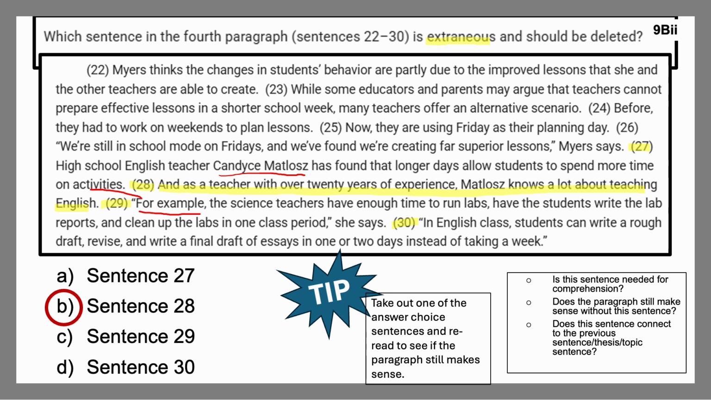And then let's see, in this final one, "In English class, students can write a rough draft, revise, and write a final draft of the essays." That one's needed only because it's offering another example of the activities that they have more time to do. 28 is the one that stands out. It's the one that I can take out and nothing else is negatively affected. It's just extra information that's not needed to make the main point, which is that they have more time to do certain activities.